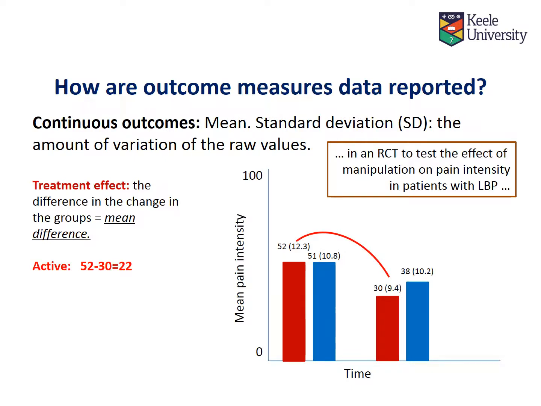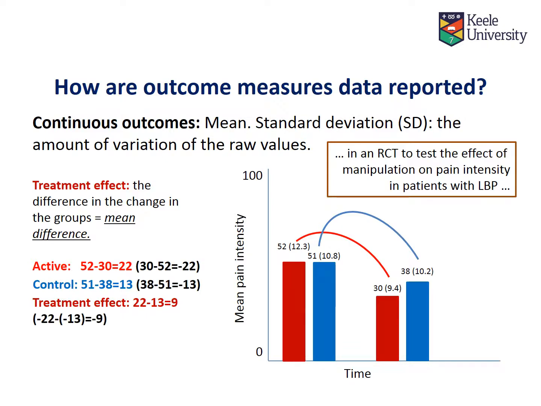And this will give us what we call the treatment effect. The way we do that is by calculating the change in the active group, from 52 to 30, a 22 difference. The change in the control group, from 51 to 38, 13 is the difference. And this is the treatment effect, measuring the difference in the mean: 22 minus 13, and the difference in the mean is 9.